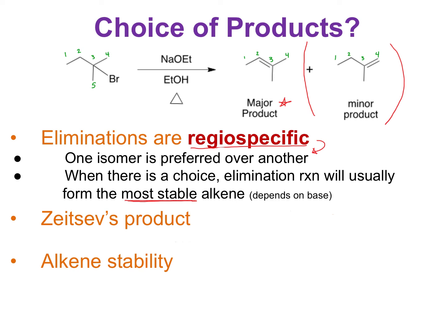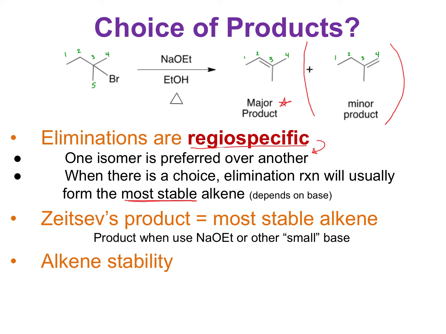Okay? So the next thing we need to know about is this thing called Zaitsev's product. That's just the product of a normal elimination with this kind of base. So basically that just means the more stable alkene. So Zaitsev product equals the most stable alkene. This is the product that you get whenever you use sodium ethoxide. That's the base we have here, or any sort of small skinny base.